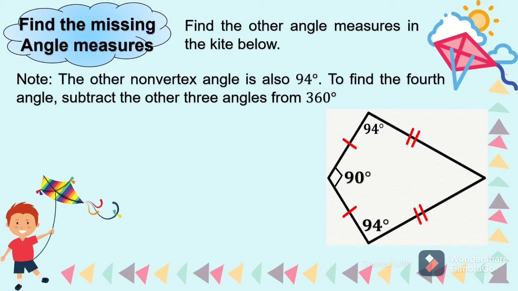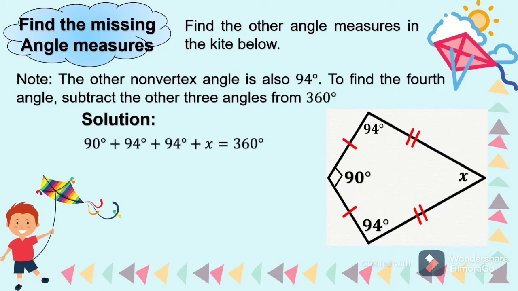To find the fourth angle, we need to subtract the other three angles from 360 degrees. Solution: we have 90 plus 94 plus 94 plus x is equal to 360 degrees. Combining like terms, we have 278 plus x is equal to 360 degrees. To eliminate 278 degrees, we subtract 278 from both sides.